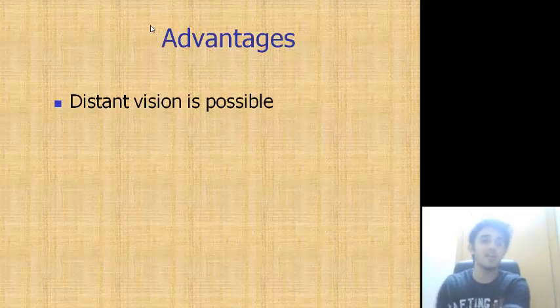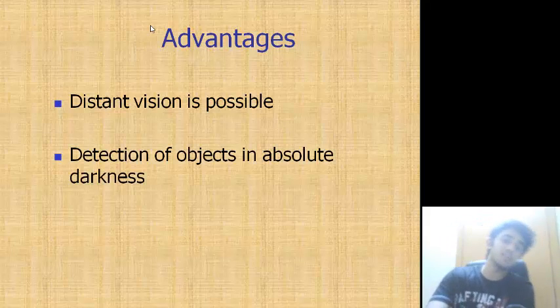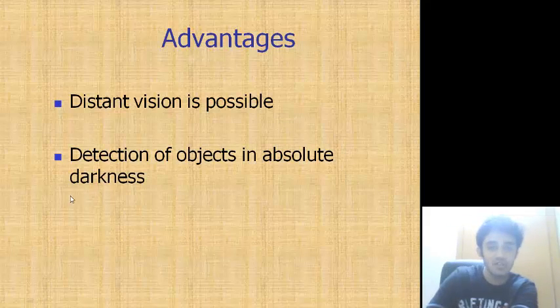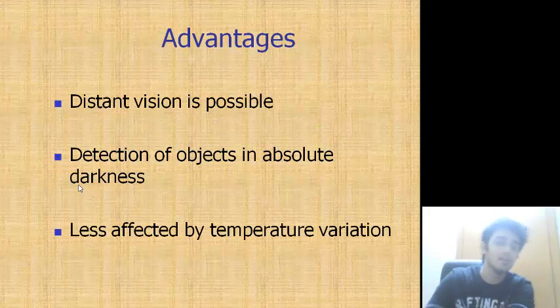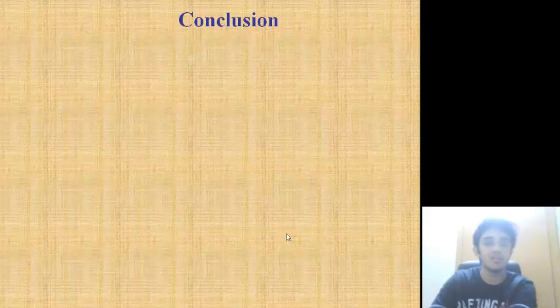The main advantage is that distance vision is possible. Even if you cannot normally view far objects, with night vision goggles you can see at a distance. Detection of objects in absolute darkness is the most important advantage of this invention. It helps people to be safe even though you cannot see anything in the dark, and it's less affected by temperature variation, because even though the person moves, his temperature will emit the same.